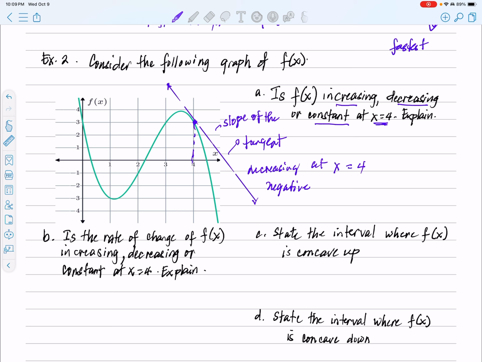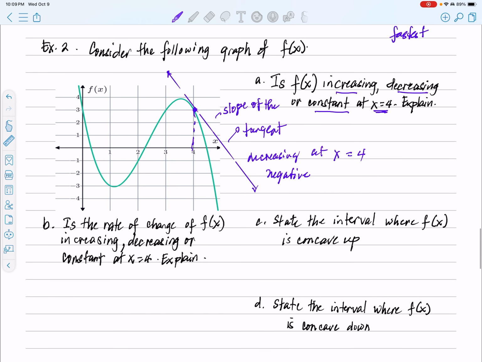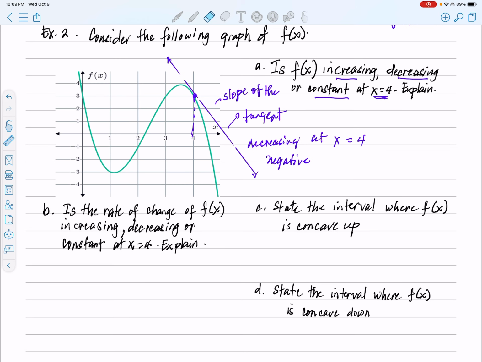So we are talking about from this graph right here, right? So we'll do that later. Okay. Question B. Is the rate of change of the function f of x increasing, decreasing, or constant at x equals 4? Okay. Let's look at the concavity. What do we see here? Concave down.